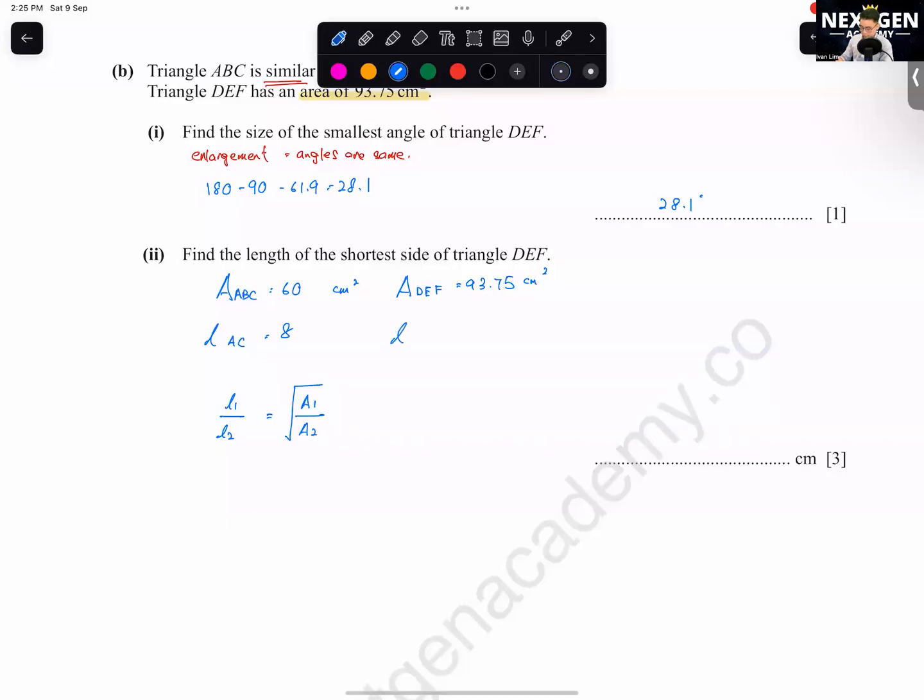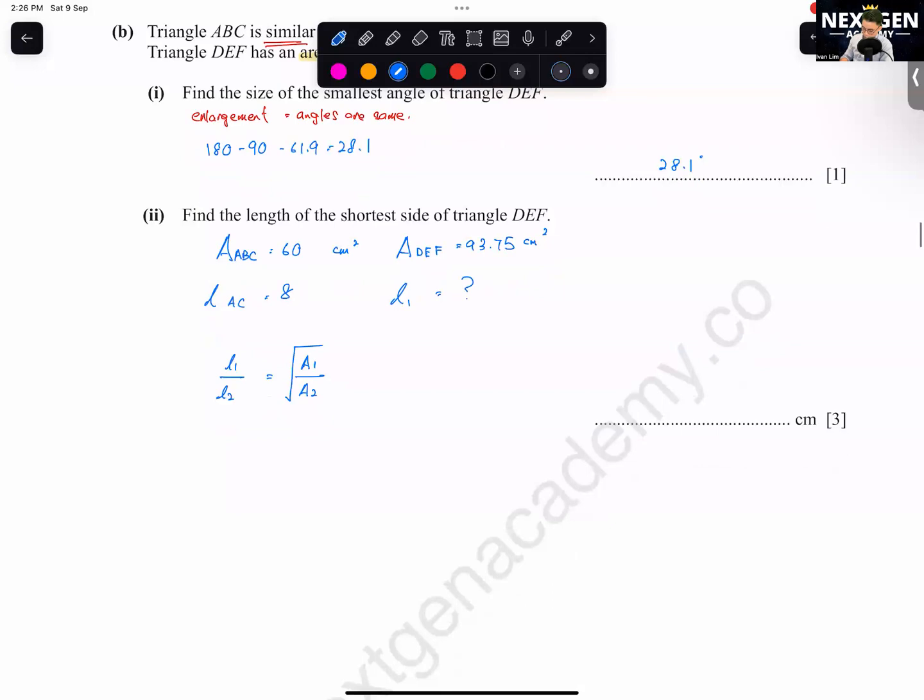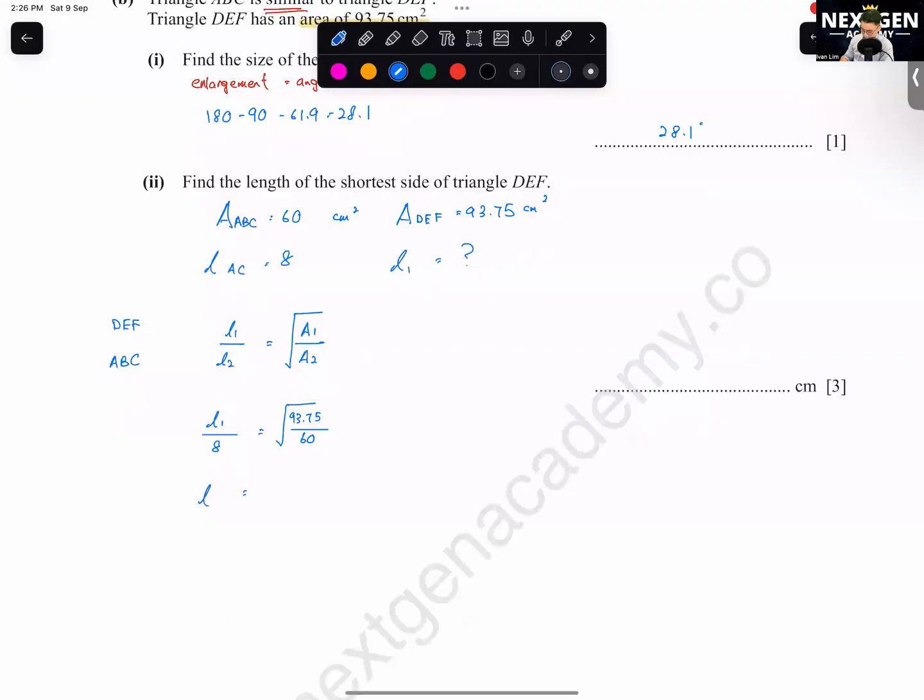You want to find the length of this side. Let's call this length 1. We don't know what it is. So I'm going to put the DEF on top and ABC at the bottom. So here, we'll put length over 8 is equals to square root 93.75 over 60. Type the whole thing in the calculator. This one will be 5 over 4. Then you multiply it by 8. You get 10. Length is equals to 10.